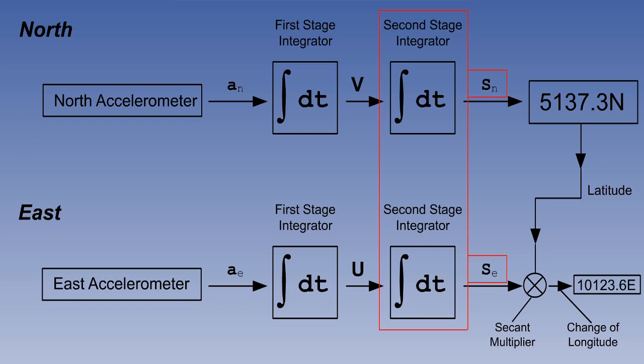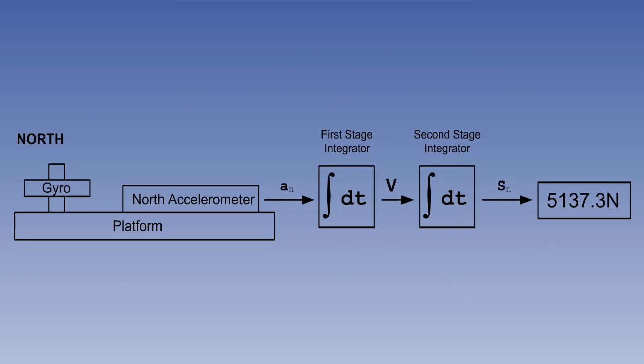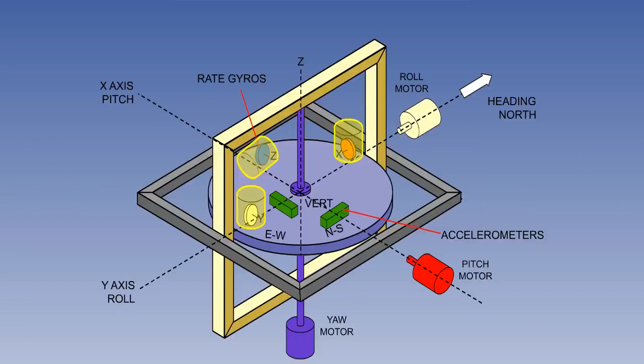The solution is to keep the accelerometers level. The accelerometers are therefore mounted on a platform, which is kept level by tying it to a gyro. In fact, there are 3 gyros, not 1. And all of them are horizontal axis gyros.